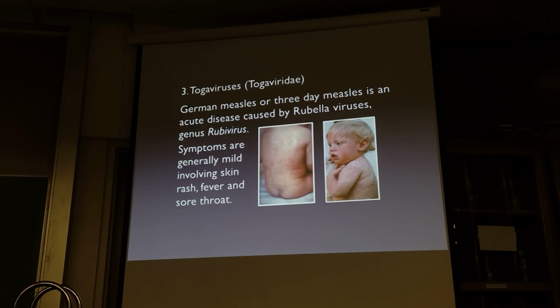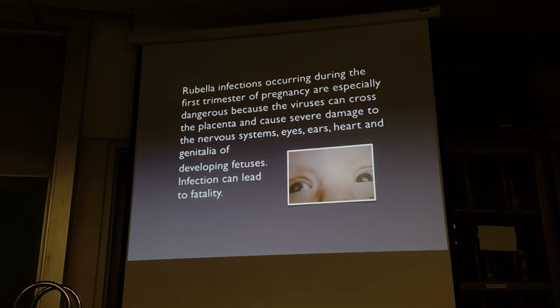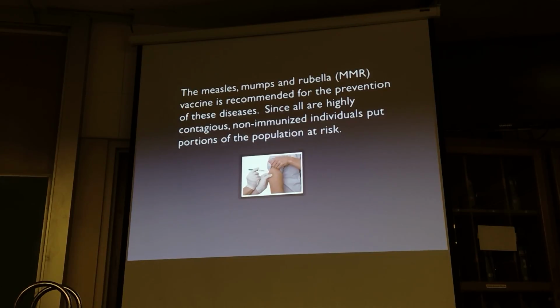But if this virus gets into a pregnant woman, it can cross the placenta and cause severe nervous system damage. So it's dangerous to pregnant women. It can cause blindness, deafness, damage to the heart, damage to the genitalia, etc. So the German measles virus, rubella, is much more dangerous under certain circumstances. This is why there is now a vaccine to protect against these three types of virus, the measles, mumps, and rubella: the MMR vaccine.